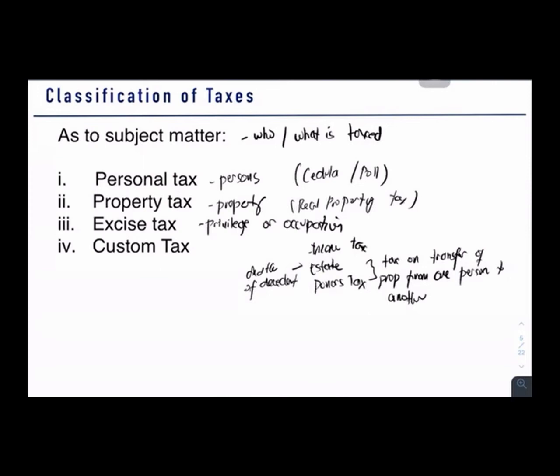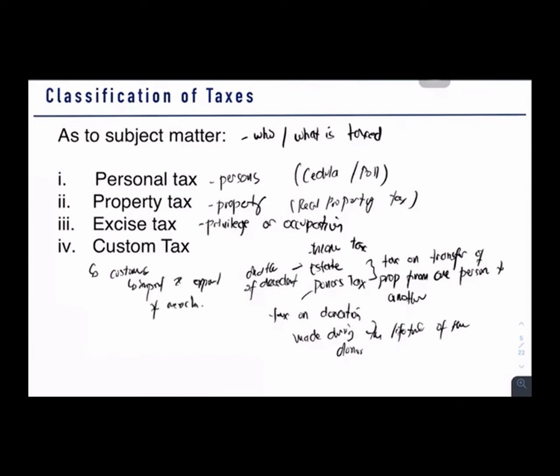How about donor's tax? A donor's tax is a tax on donation made during the lifetime of the donor. Okay, so here, there is again a transfer of property. However, what is taxed here is a donation that is made during the lifetime of the donor. We call it donor's tax. Next, custom tax. What is the subject matter under your custom tax? Of course, your customs, that is the import and export of merchandise.